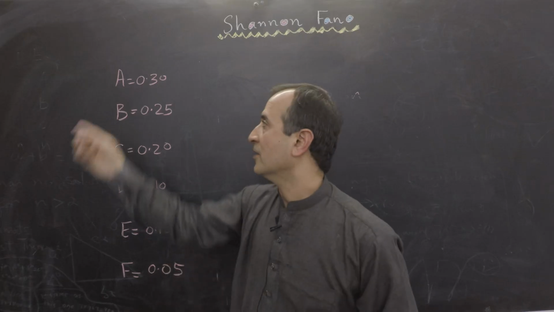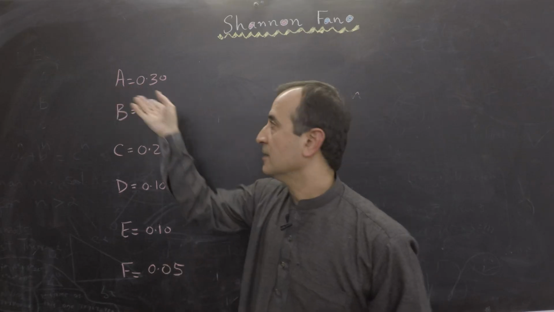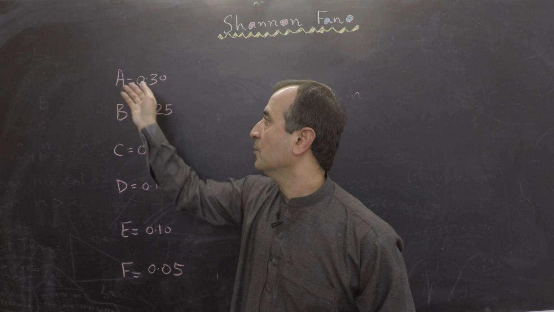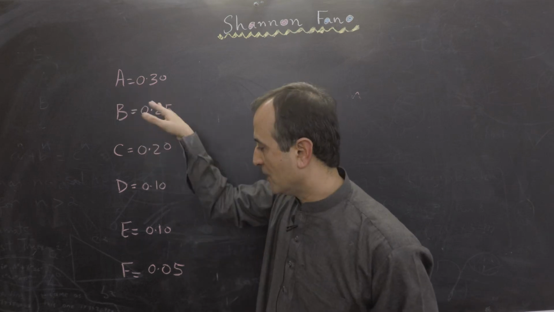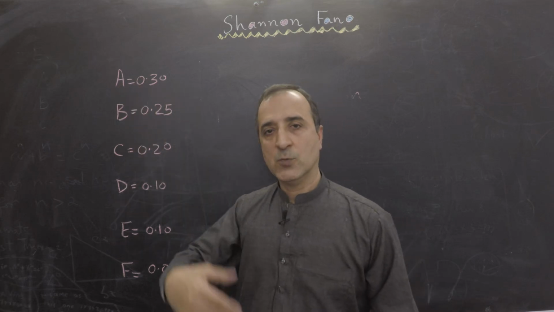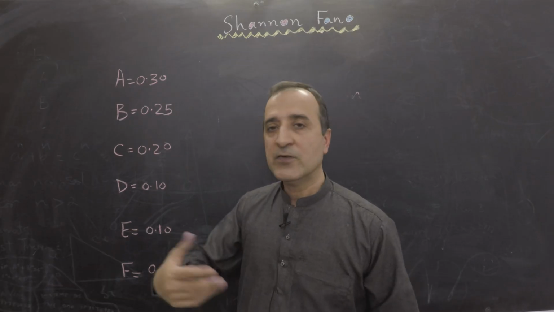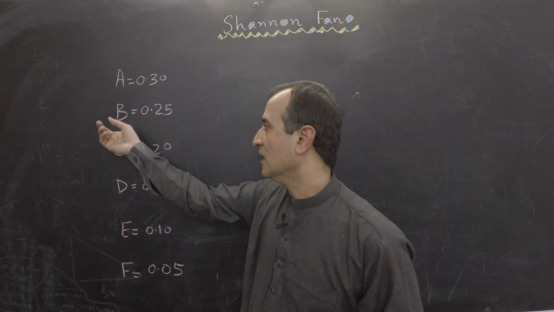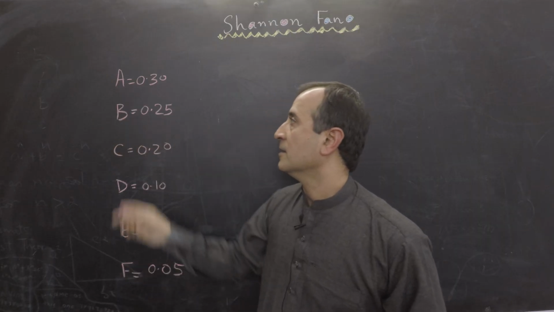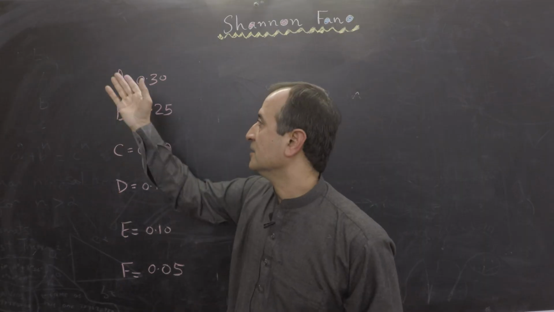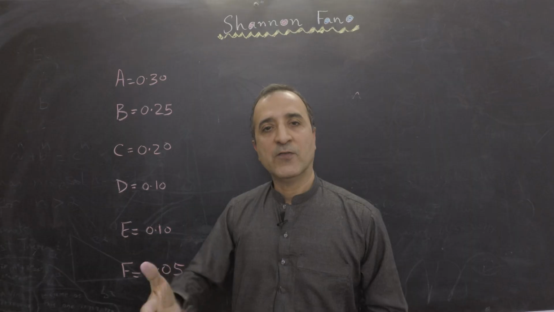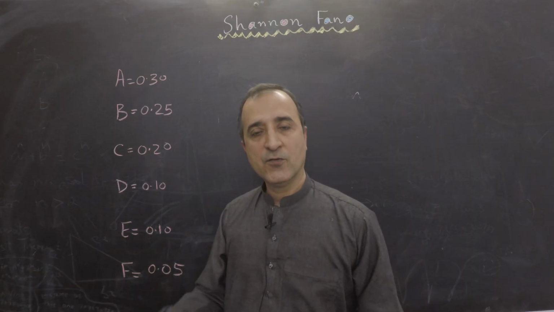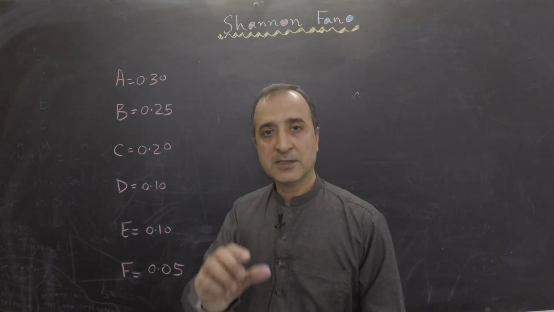For example, if we draw a line here, then the sum of probabilities in the higher partition is 0.3, whereas the sum of probability in the lower partition is 0.7. So the difference is 0.4. In contrast, if we draw a line here, then the sum of probabilities in the higher partition is 0.55, whereas the lower partition has 0.45. So the difference is much smaller.